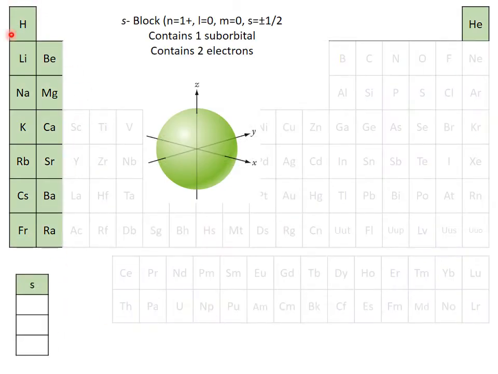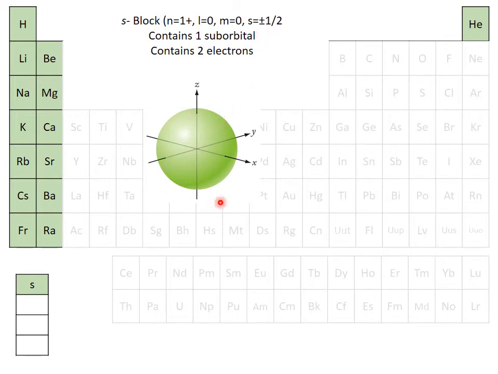We call the first two columns the s block. So these are the alkali metals and the alkaline earths. Here, n can equal 1 or more, so we have n equals 1, n equals 2, n equals 3. To get an s orbital, L must equal 0. If L equals 0, m has to equal 0. There's only one possible value of m, therefore an s orbital contains only one suborbital.